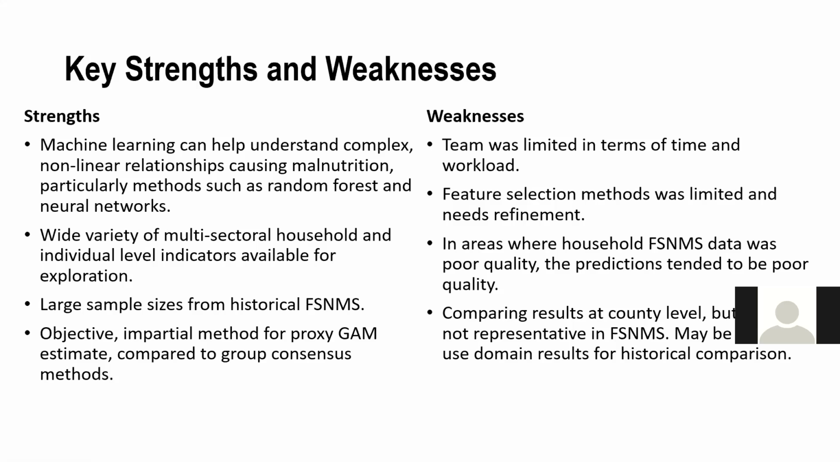Then for feature selection, we used these three techniques, but we still think we can refine this. If you have poor quality data, the prediction will also be poor, so we know that this is also a weakness of this model. And then comparing results at county level: usually in FSNMS we say that sometimes the representativeness is not adequate, and we usually recommend using domain results for historical comparison. Currently we use this for county level, but for domain level we can also use it.